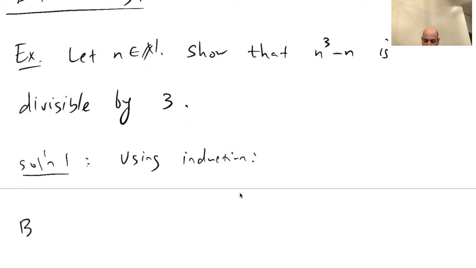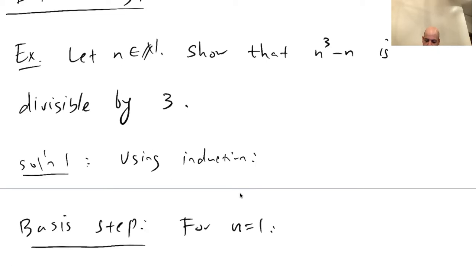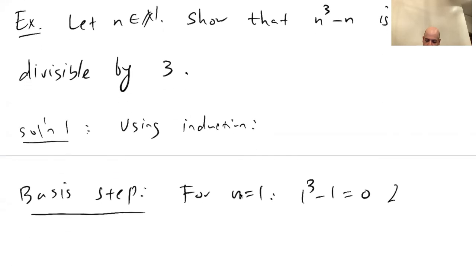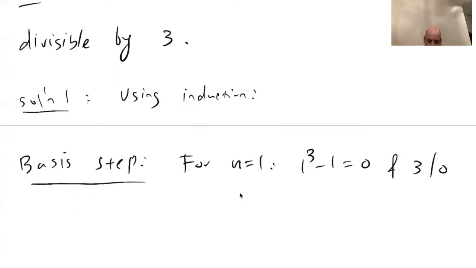Again, we have a basis step, which means we have to check it for n equals 1. Then 1 cubed minus 1 is 0. And of course, 3 divides 0. 0 is divisible by any number except 0 itself. And then the inductive step.